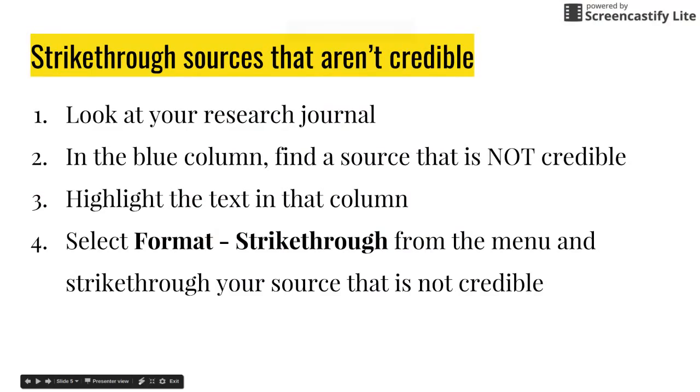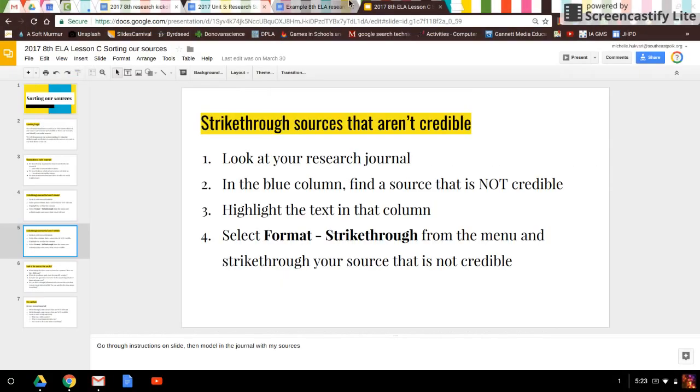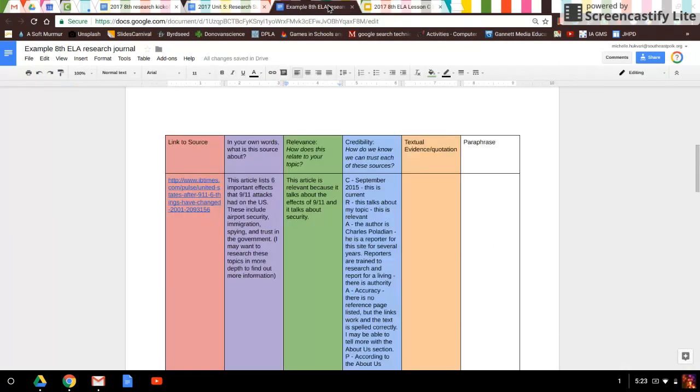In the same way, we're going to move on to the next column, the blue column, and we're going to strike out the sources that are not credible. So you're going to look at your research journal. In the blue column, find a source that is not credible. Highlight the text in that column. Again, go to the Format menu and select Strike Through. So just like we did in our relevance column, only we're going to come over to the blue column.